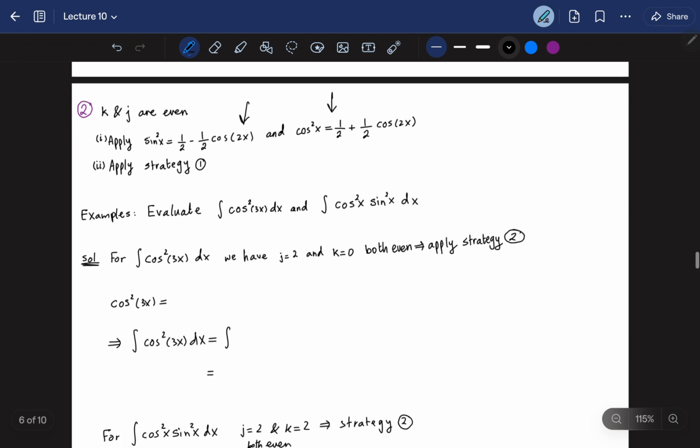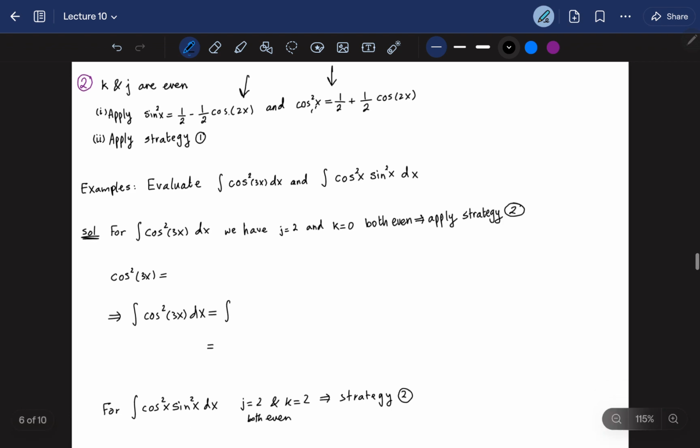So let's see, if I have cosine squared of 3x, so here j is 2, k is 0, so both are even. So if both are even, I'm going to use strategy number 2 and use one of these identities. Now cosine squared is 1/2 plus 1/2 cosine of 2x, right? But my x here is 3x, so I'm going to plug in 3x. So this is 1/2 plus 1/2 cosine of 6x.